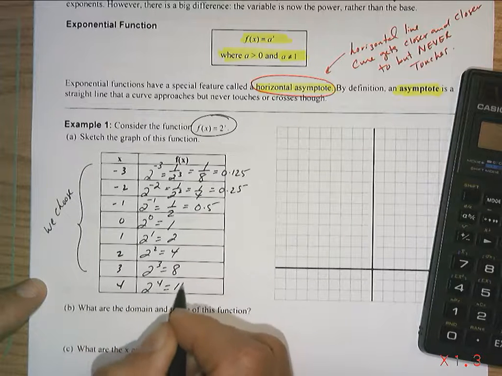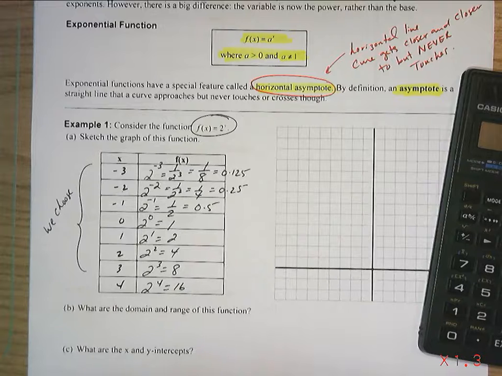2 to the 4, 16. 2, 4, 6, 8. Who do you appreciate?